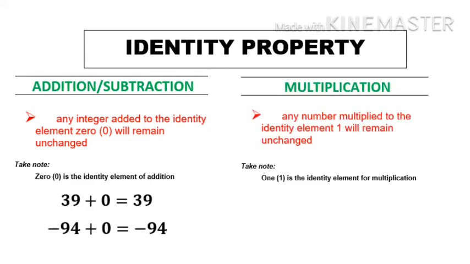Identity property of multiplication states that any number multiplied to the identity element 1 will remain unchanged. For example, 39 times 1, that's equal to 39. Negative 83 times 1, that is equal to negative 83. And 1 is the identity element for multiplication. So remember, the identity element for addition is 0, while the identity element for multiplication is 1.